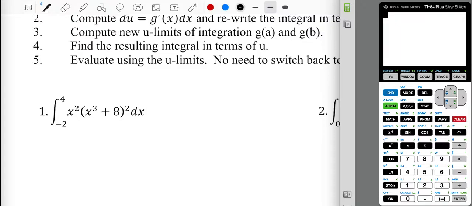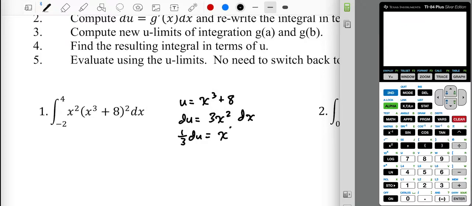So let's let u be equal to x cubed plus 8. So du is going to be equal to 3x squared dx. So I want 1/3 of du because I only need to cancel out an x squared dx. We have what we need here to get rid of the x squared and the dx, but we haven't accounted for the bounds yet.